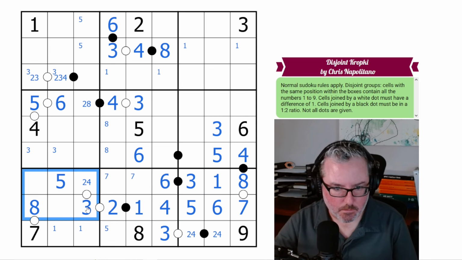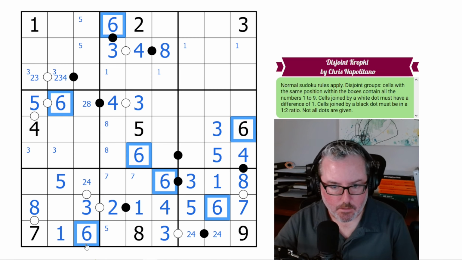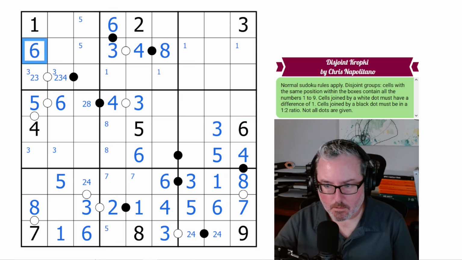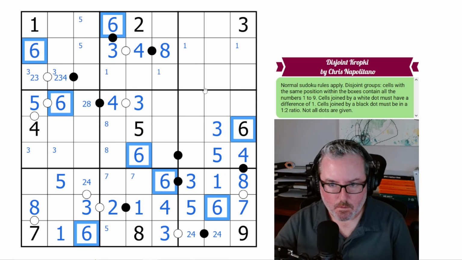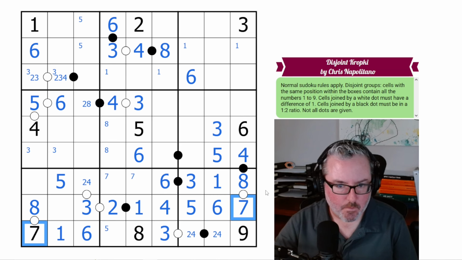Sixes, there we go. There's another digit we have. Sixes go here, which puts our one here. Now, does that do anything further with our one? No, it doesn't look like it just yet. So our sixes look like they're pretty much done. Let's fill them out. I think that was all of them. Yes, it was. Good. So there we go. We've got some movement now.